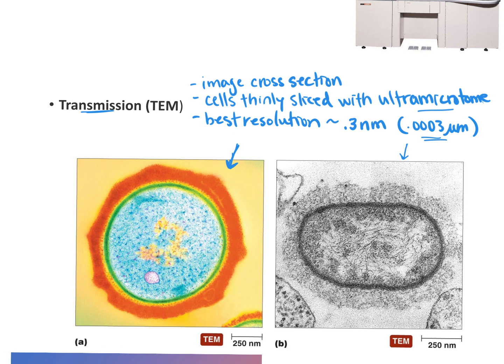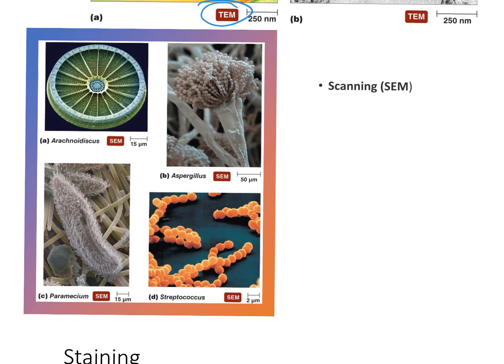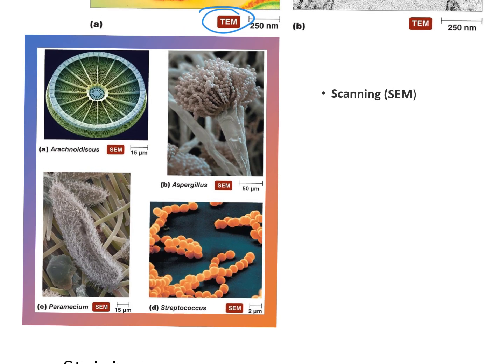Okay, the scanning image, and you can see down here TEM, right, transmission electron micrograph. The scanning images are often a lot more exciting to look at. For this kind of microscopy, you don't thinly slice your specimen. What we get is a 3D image of the specimen. So the electrons are not passing through.